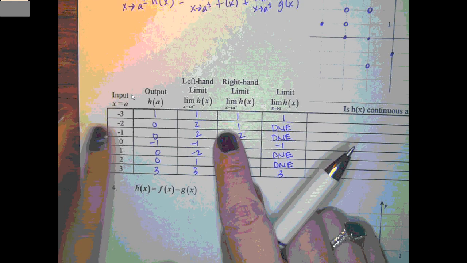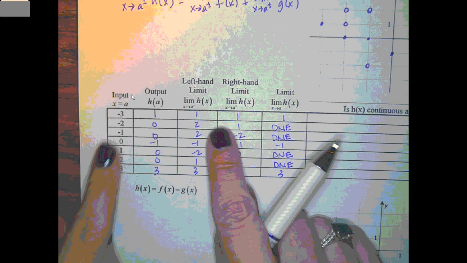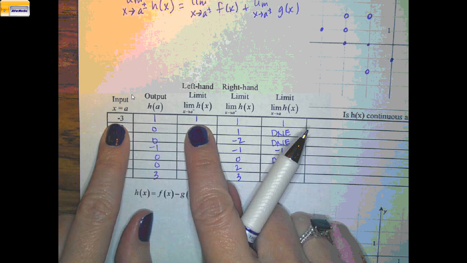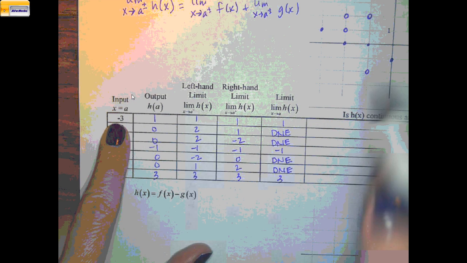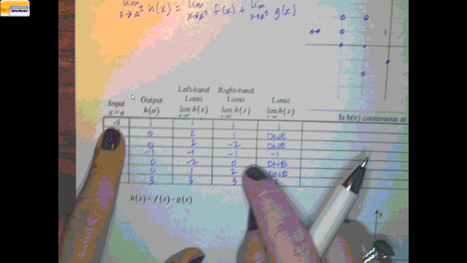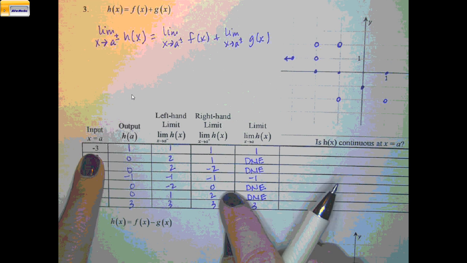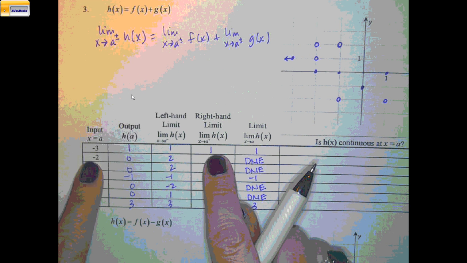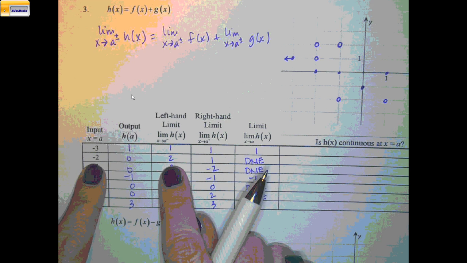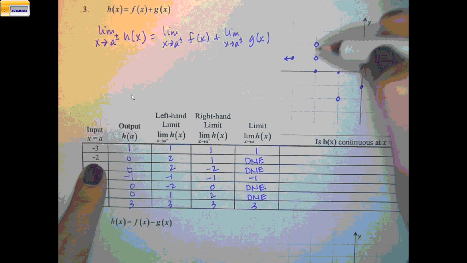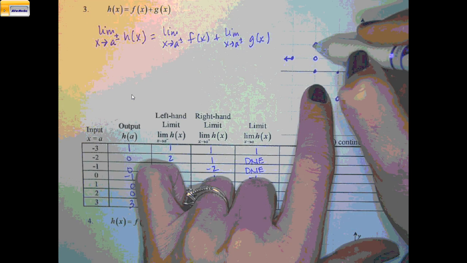So if we're looking, let's just start at the beginning here. If we're approaching -3 from the left, we're approaching 1. So that one's easy. We'll just leave it at that. For -2, from the left, we're approaching 2. From the left, we're approaching 2. So that tells me 1, 2. It's going to be connected to this dot.